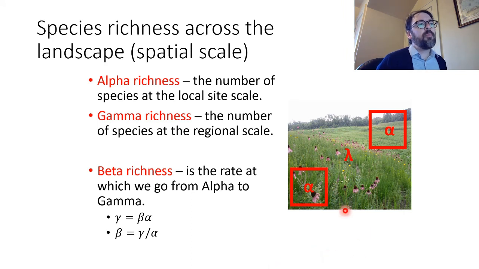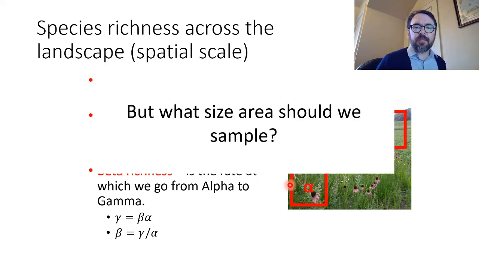But the problem then becomes, what area should we sample? We talked about this in lecture, right? If I double the size of this square, I'm going to find a different number for alpha, even while gamma stays constant, which is then going to change beta. So what do we do about this?